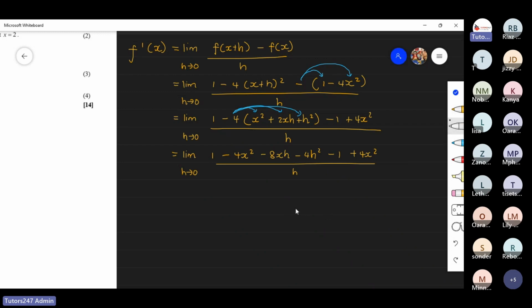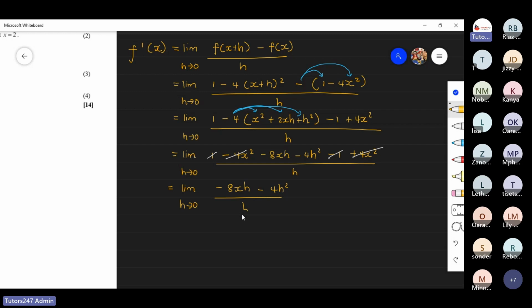Now, if you notice, there are a few similar terms that we can use to cancel out. So we have positive 1 and negative 1. So 1 minus 1 becomes 0, so these two we can get rid of. Next, we have negative 4x squared and positive 4x squared. Those cancel out, and we are finally left with the limit as h approaches 0 of negative 8xh minus 4h squared all over h.